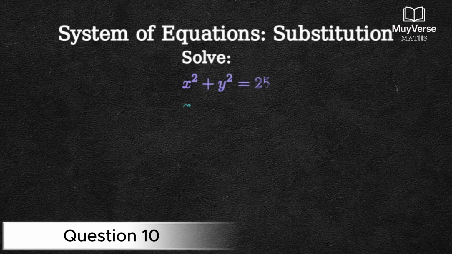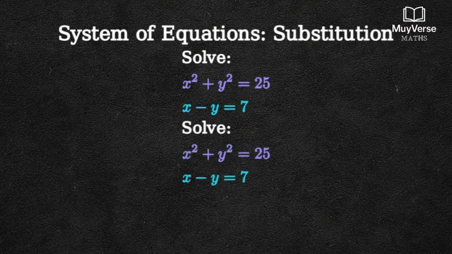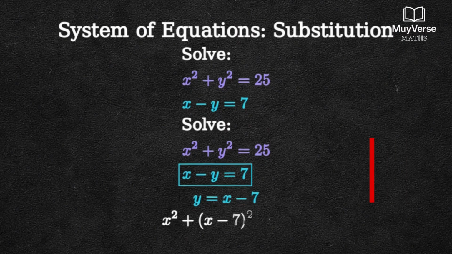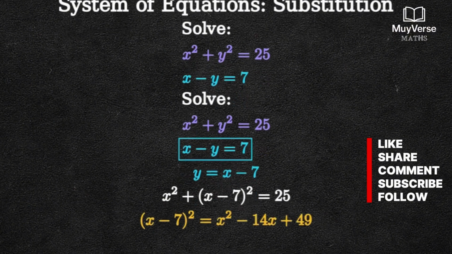The two equations are x squared plus y squared equals 25, and x minus y equals 7. We will use substitution. First, isolate y from the second equation. From x minus y equals 7, y equals x minus 7. Substitute x minus 7 in place of y in the first equation. We get x squared plus (x minus 7) squared equals 25. Now expand the square. (x minus 7) squared equals x squared minus 14x plus 49.